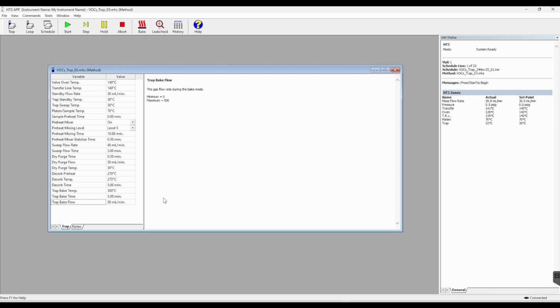Trap bake flow. This is the gas flow during the bake mode. Sufficient flow is needed to remove any residual analytes from the trap, but not to sweep so fast that it will damage the trap. These are grouped as the bake parameters. This mode is used to bake the trap before the next run to remove any volatiles remaining on the trap and any water in the system. Typically, baking the trap comprises passing gas through the trap at a high rate with an elevated trap temperature, which is above the desorb temperature but below the limit of your trap.